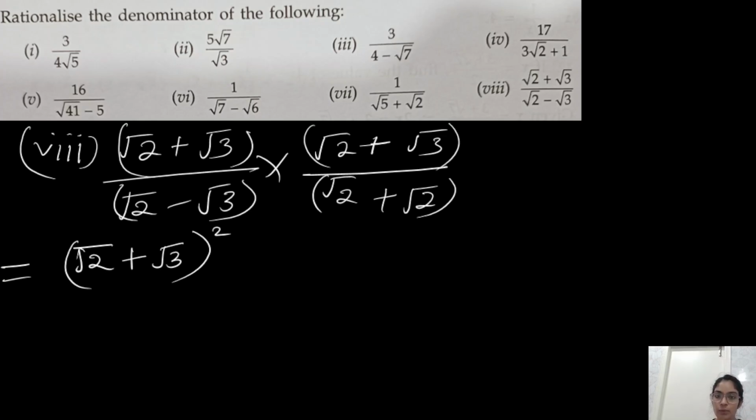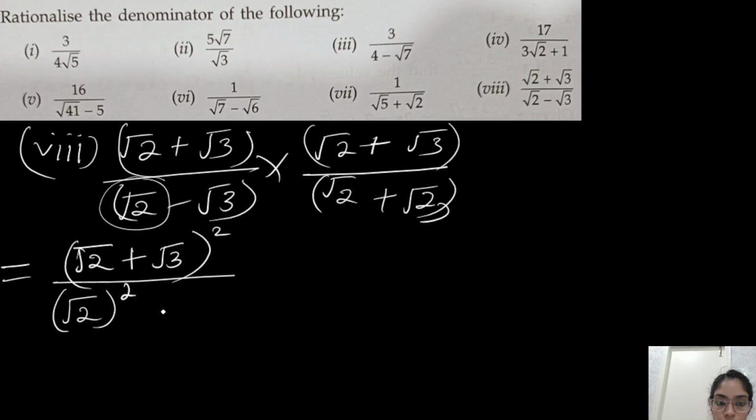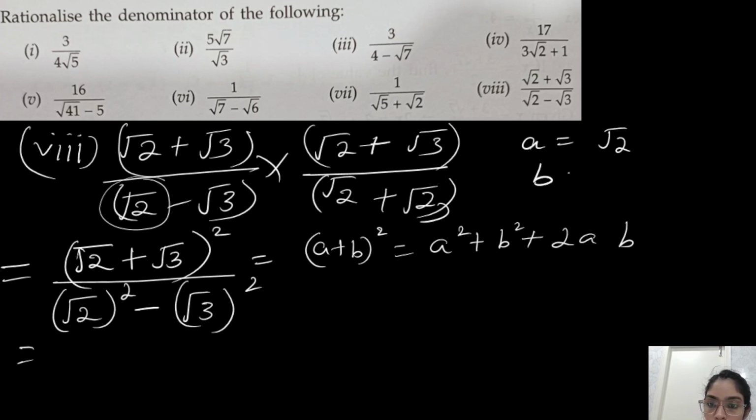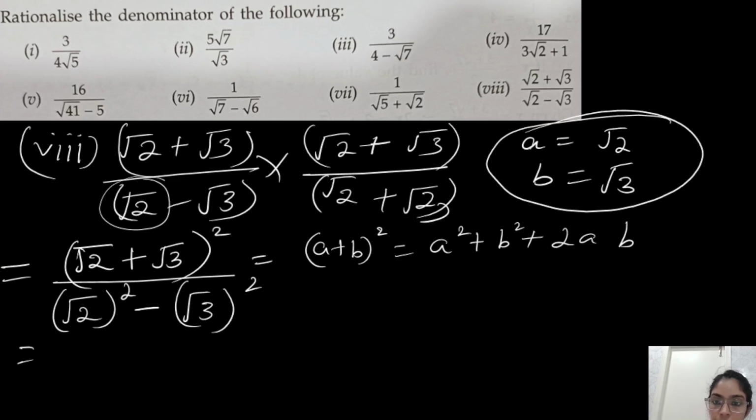Write root 2 plus root 3 into root 2 plus root 3 as root 2 plus root 3 whole square. Then the denominator is the same thing, because it is always in a plus b into a minus b form, so we have to write it as a square minus b square. A is the first one, which is root 2, so a square minus b square, b is root 3. This is the a plus b whole square form, which equals a square plus b square plus 2ab. I am writing the identity once again. In this question a is root 2, b is root 3, so it's better to write it down.